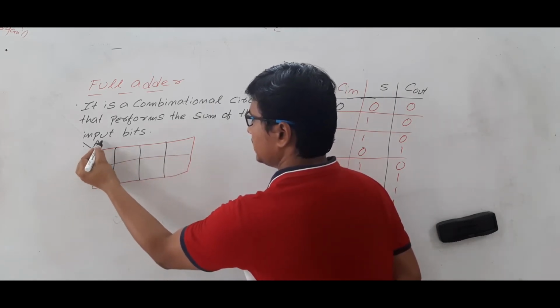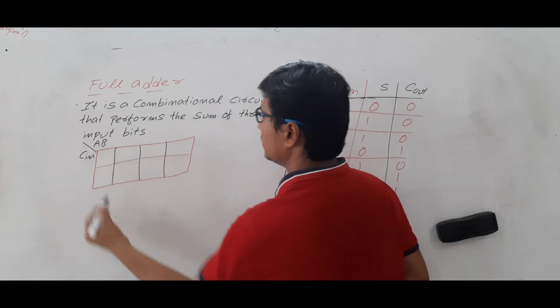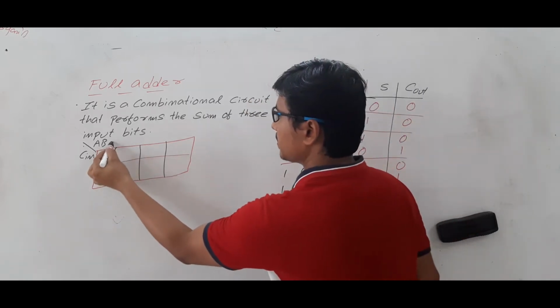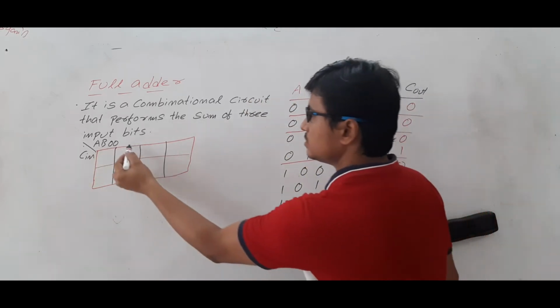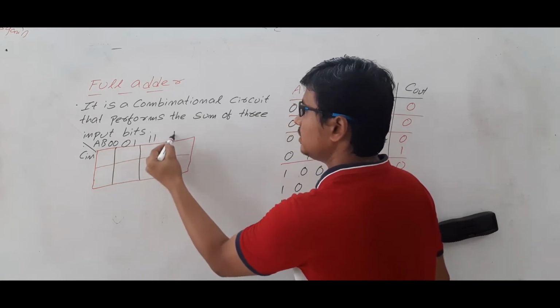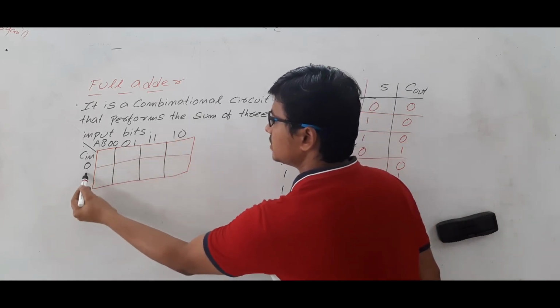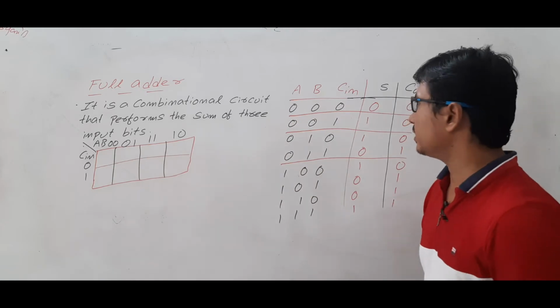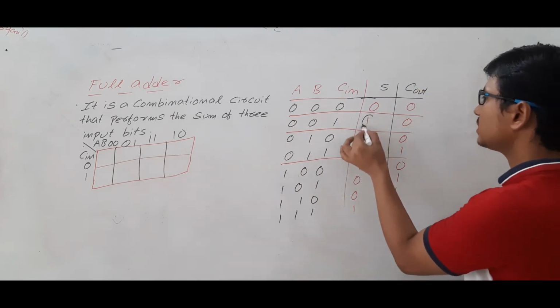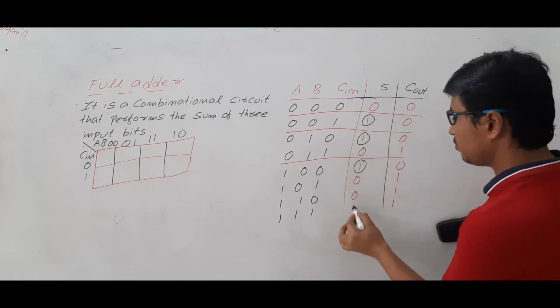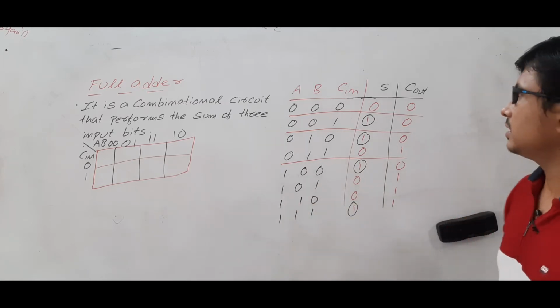You have A, B, Cin. Okay, you will have the K-map consisting of 0, 0, 0, 1, 1, 1, 1, 0, and Cin is 0 and Cin is 1. Now take whenever there are ones. Here you have 4 ones.